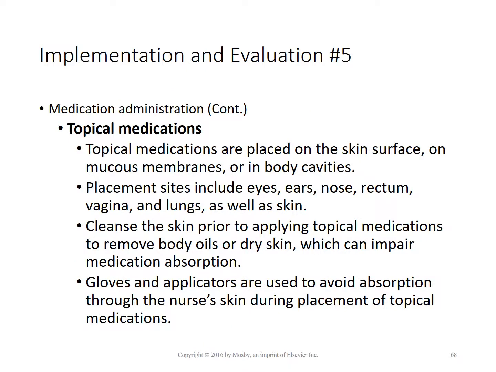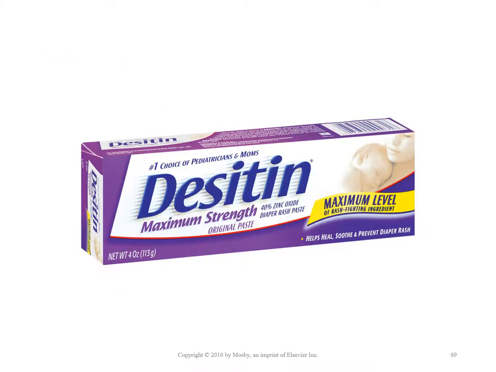Topical medicines: clean the skin, clean the old dose off. Use gloves or applicators so that you don't get any of it on your own finger. Oh, I should have had this earlier in the slides. Here's a typical topical medicine that's used with newborns for diaper rash. Smear it on the affected areas under the diaper and it provides a barrier effect.